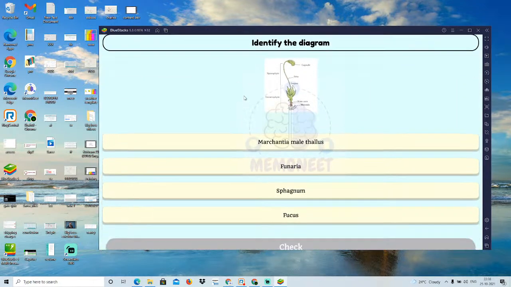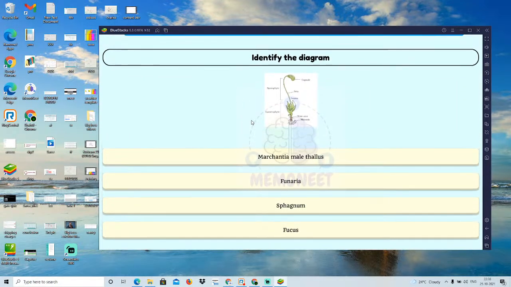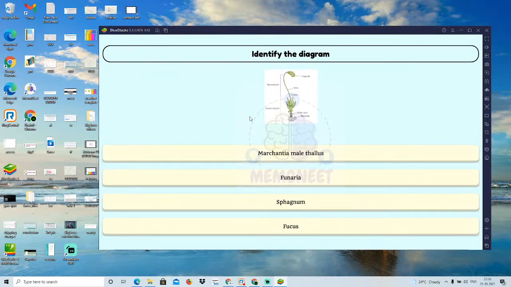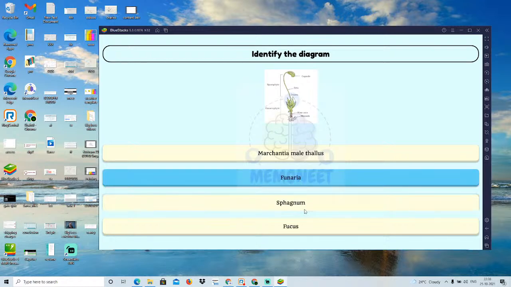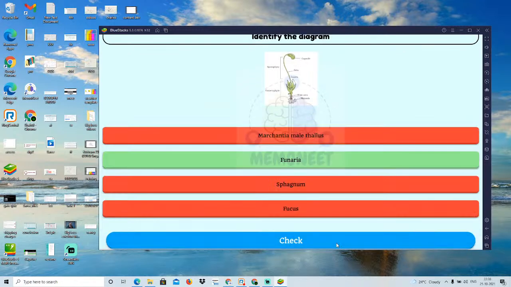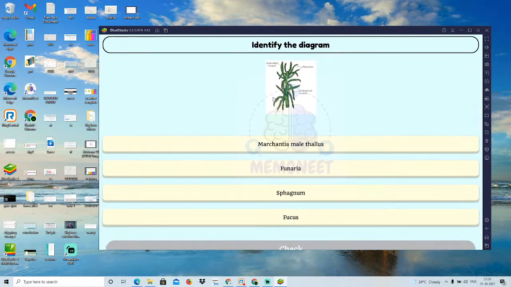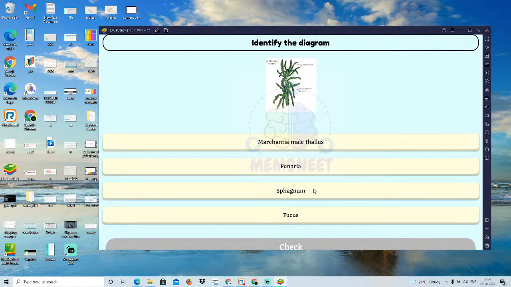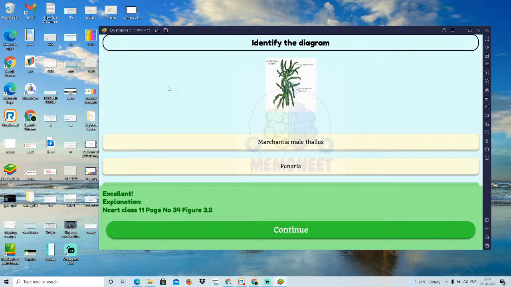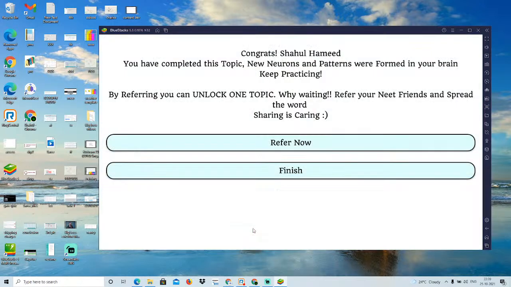So for the next diagram, I think it's confusing. It looks like a moss. It looks like Sphagnum. Okay, I got it wrong. It should be Sphagnum. Yeah, true. I just got confused. Okay, we have finished revising in the MemoNeet app.